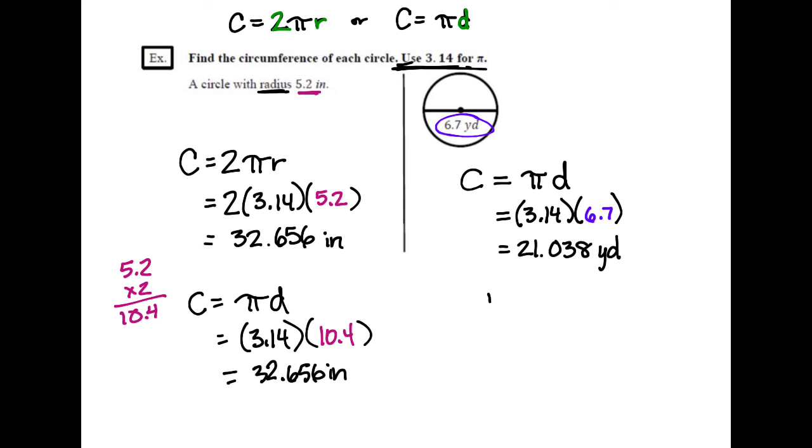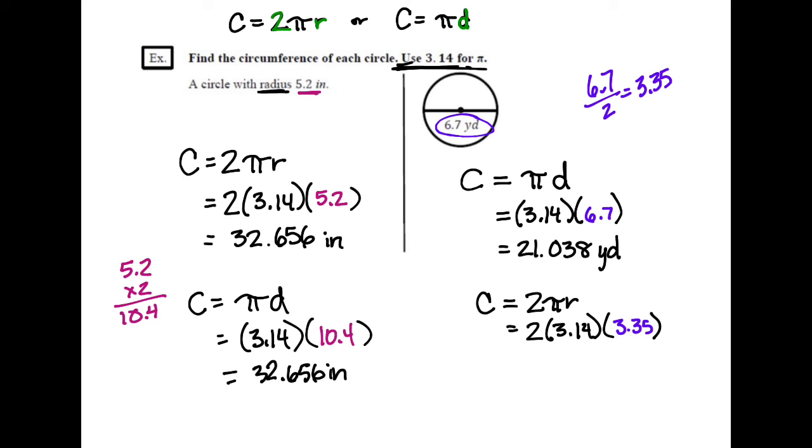Okay. What if all I had memorized was 2 pi r? Okay, I don't know the radius, but I can figure it out because I can do 6.7 divided by 2, and I would get 3.35. So in my formula down here, I would use 3.35 instead of trying to get my colors done right here. Okay, so 6.7 is 2 times 3.35.